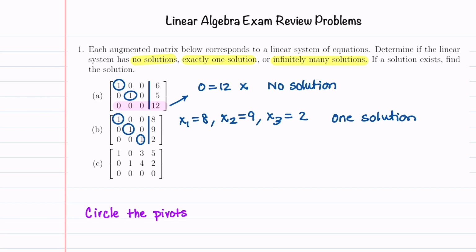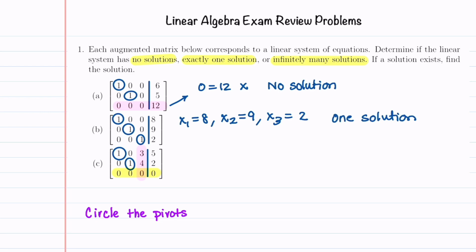Let's look at the next one. We'll circle our pivots, and then we'll draw our line. In this one, we have two pivots. Our last row is just a row of zeros. So this means in the third column, we're going to have a free variable. And this means that we're going to have infinitely many solutions.